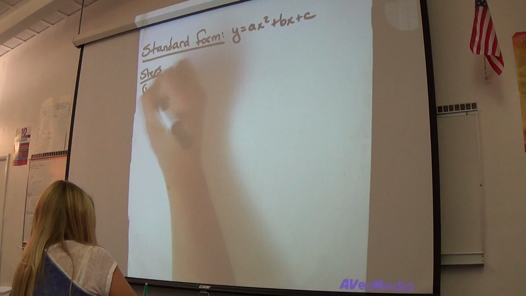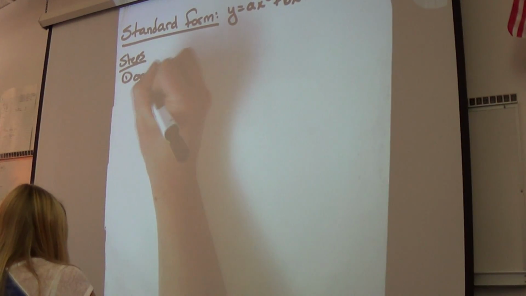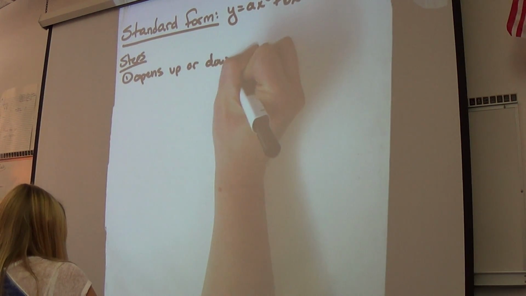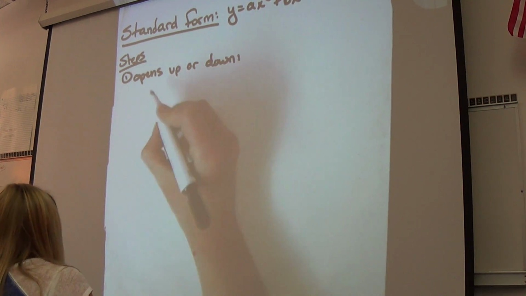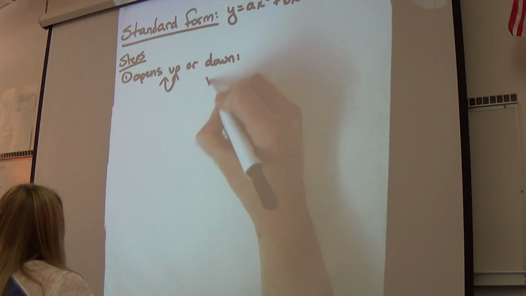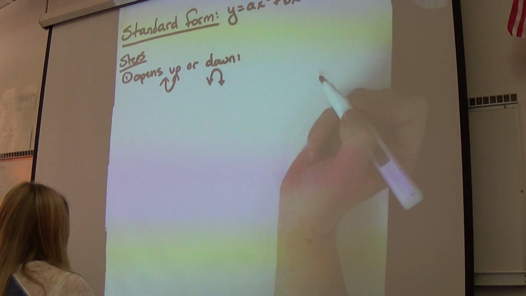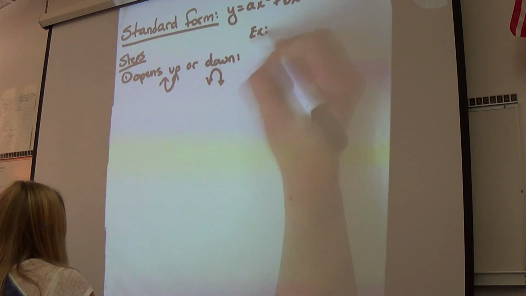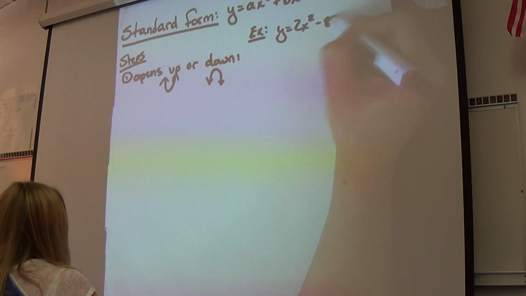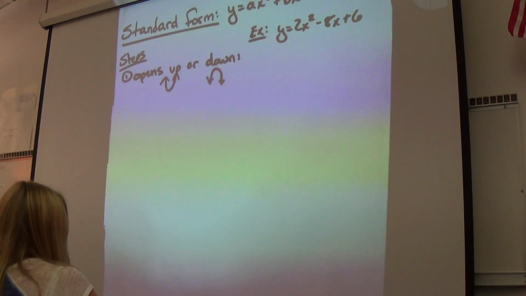So step number 1, we have to determine if it opens up or down. What that means is if I'm in a smiley, meaning I open up, or if I'm a frowny, meaning I open down. So on the right-hand side, we're going to do this on our example, which is y equals 2x squared minus 8x plus 6.